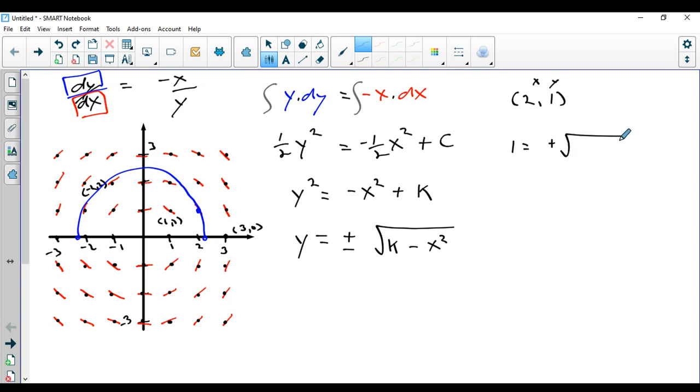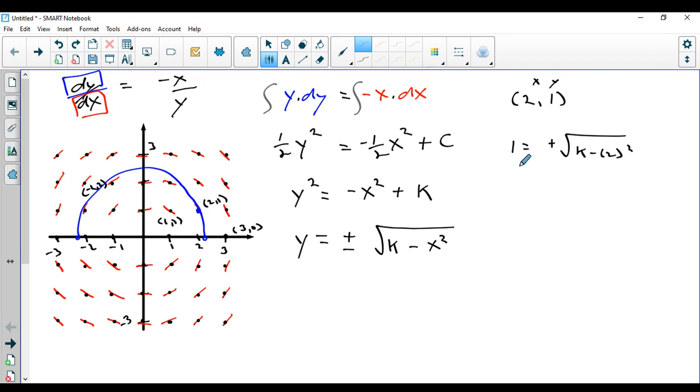You have to pick the plus. K minus 2 squared. You're like, well, how do you have to pick the plus? Well, because you have to know that the point (2, 1) is on the plus branch. That's why you pick it. Obviously, if you pick the minus, this would have to be a negative y value, which it is not.